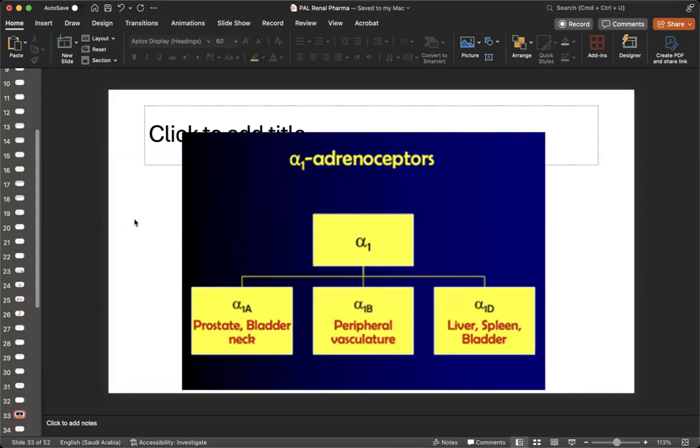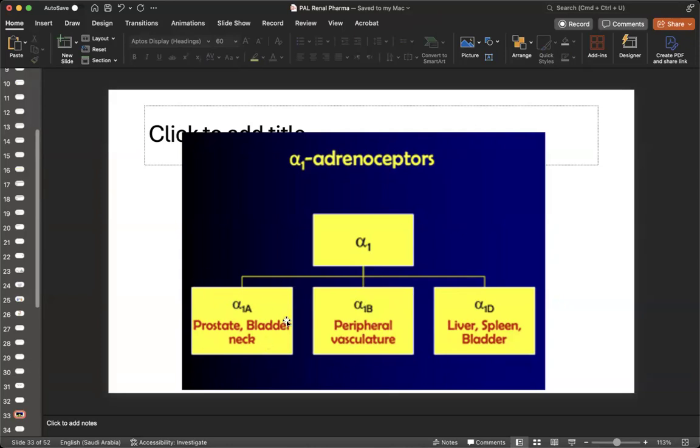now we're going to be talking about BPH first, is that you have alpha-1 adrenergic receptors everywhere. Okay, now the main two areas are the prostate and bladder neck, as well as the peripheral vasculature, which means basically your blood vessels, your arteries, your capillaries, or whatever. Okay, so if you activate these receptors, it's going to lead to what? Vasoconstriction. If you inhibit these alpha-1 receptors, it's going to lead to vasodilation.